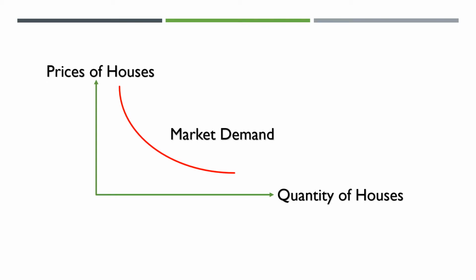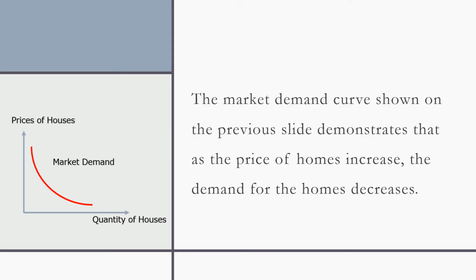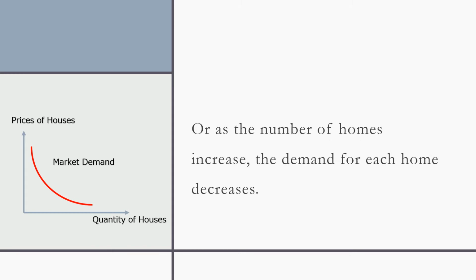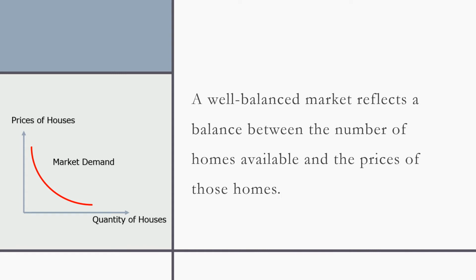As this graphic reflects, when the prices of houses increase, the demand for those houses decreases, or when the number of houses available goes up, the demand for the houses also decreases. The market demand curve shown on the previous slide demonstrates that as the price of homes increases, the demand for the homes decreases, or as the number of homes increases, the demand for each home decreases. A well-balanced market reflects a balance between the number of homes available and the prices of those homes.